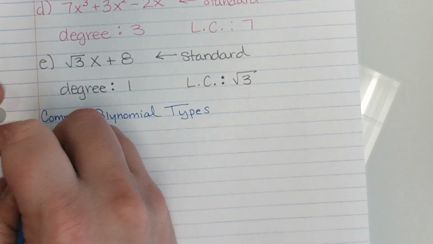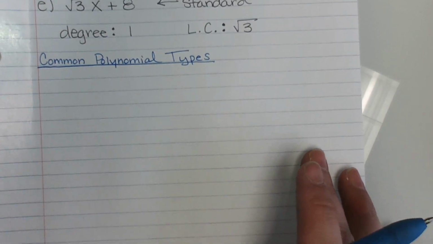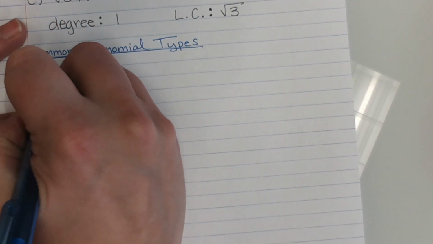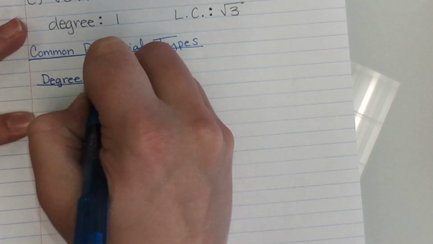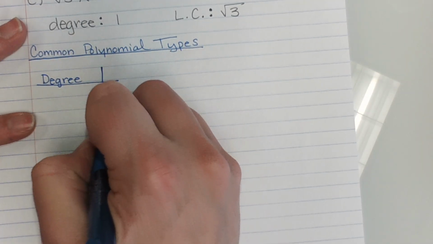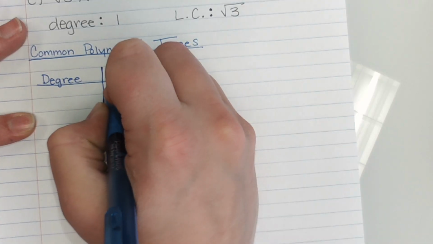Got a couple of quick things to talk about yet. The next one being common polynomial types. We've talked about different types of polynomials before. We just never referenced them by their degree or necessarily their type. Some of them we have referenced by their type.